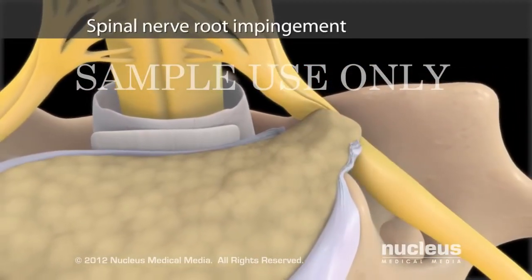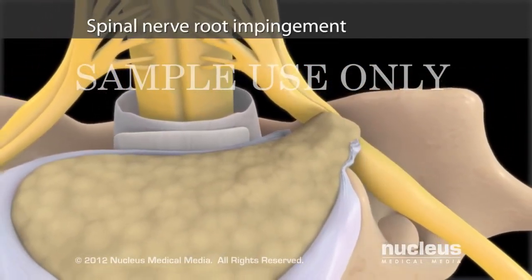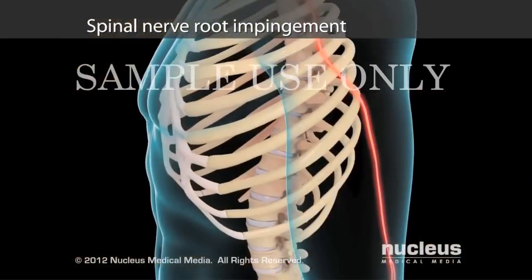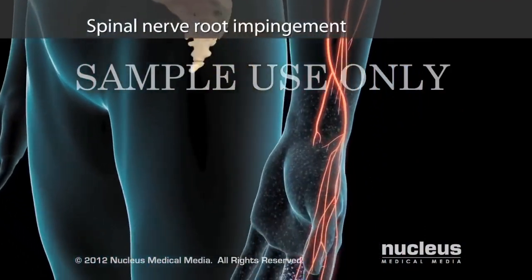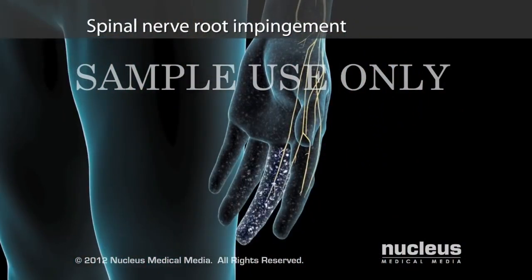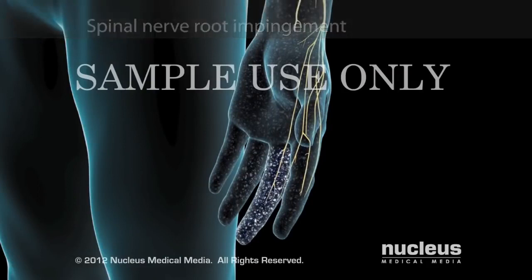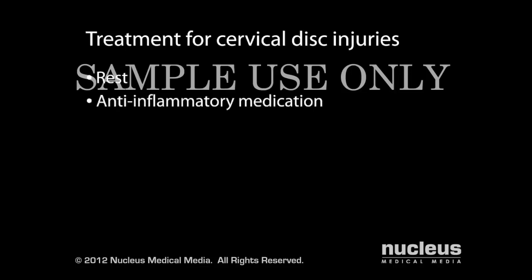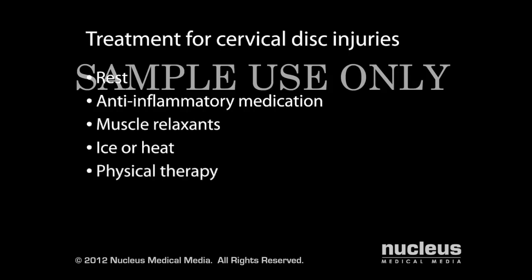A herniated disc can impinge your spinal nerves or spinal cord, interrupt normal nerve signals, and cause symptoms such as pain, numbness, or weakness in one or both of your arms. Treatment for cervical disc injuries may include rest, anti-inflammatory medication, muscle relaxants, ice or heat applied to the injured area, physical therapy, steroid injections, and in more severe cases, surgery.